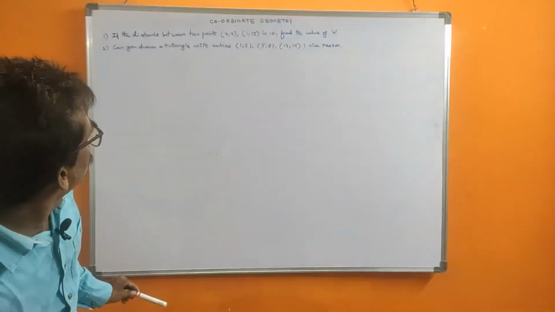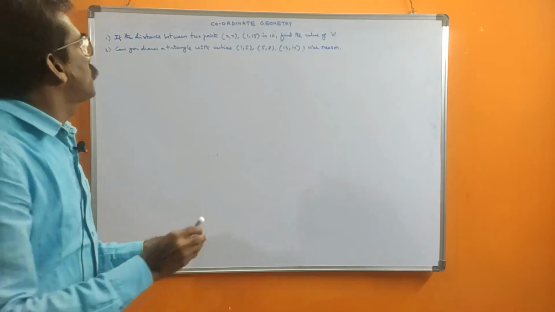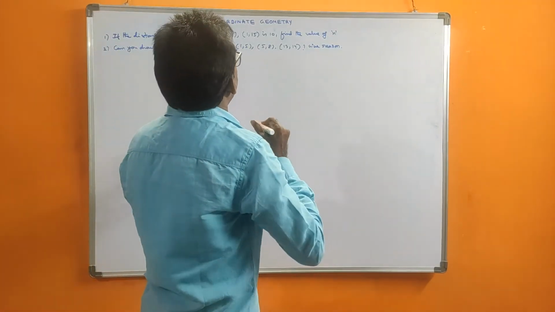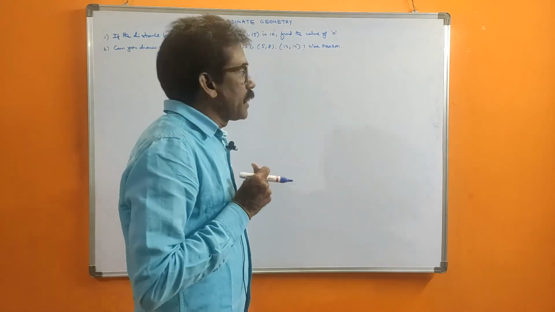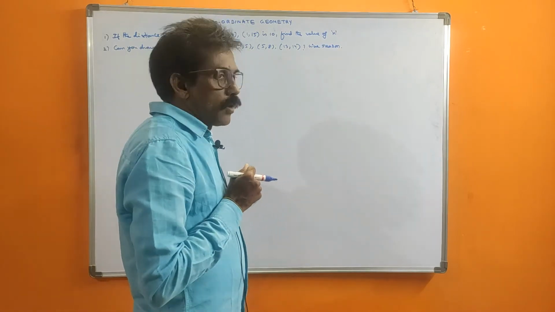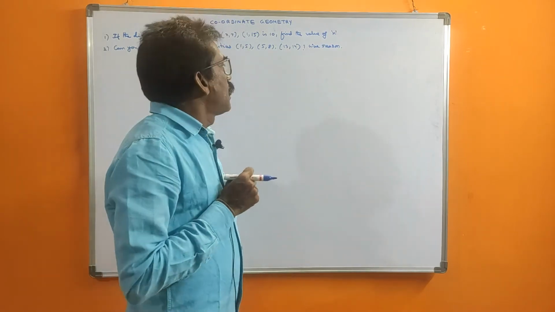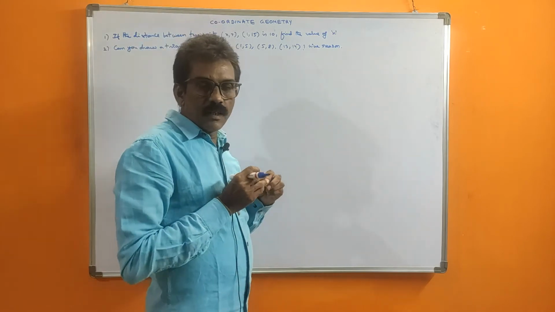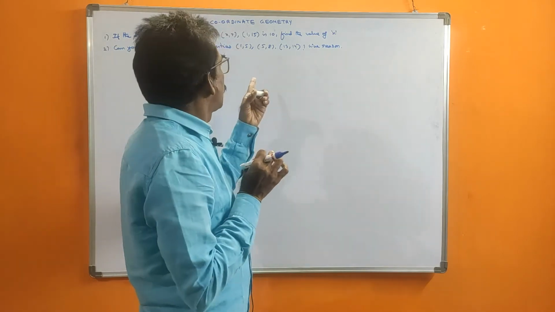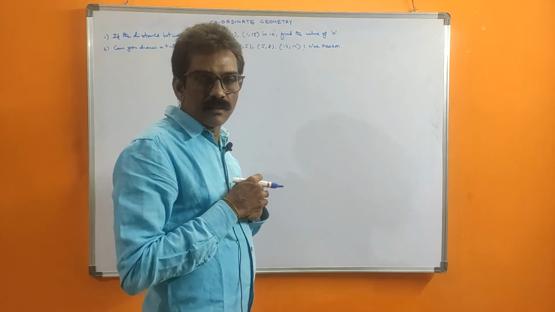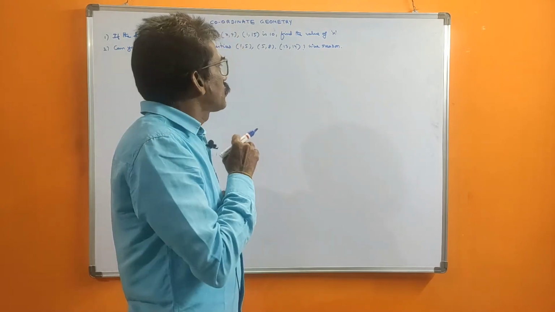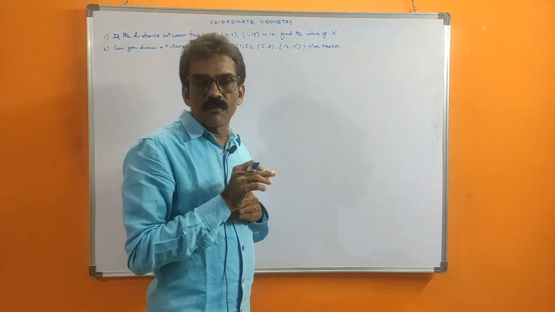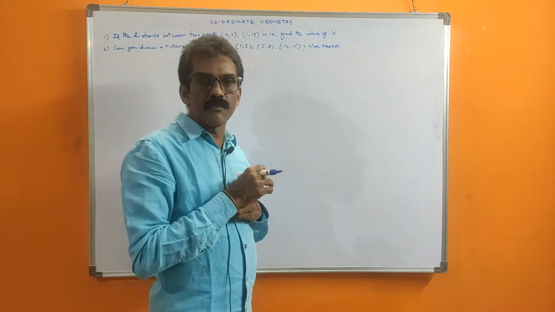Next, can you draw a triangle with these 3 vertices given? For this, I told you: for any triangle, if 3 points are given, and the sides formed by the 3 points are such that the sum of any 2 sides is equal to the third side, then those points are collinear. We cannot form a triangle. They are on the same line.